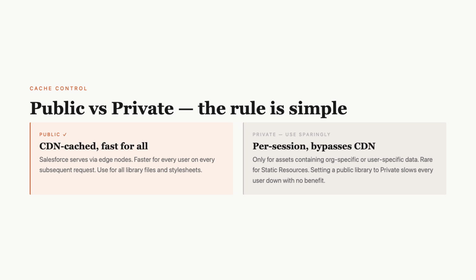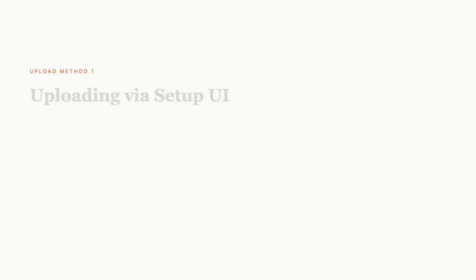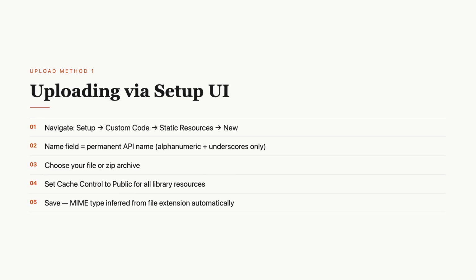Uploading through setup is the manual path. Navigate to setup, then custom code, then static resources, then new. The name field becomes the API name. Alphanumeric characters and underscores only, no spaces or special characters. Choose your file, or a zip if you are bundling multiple assets. Set cache control. Save. The MIME type is inferred from the file extension automatically.